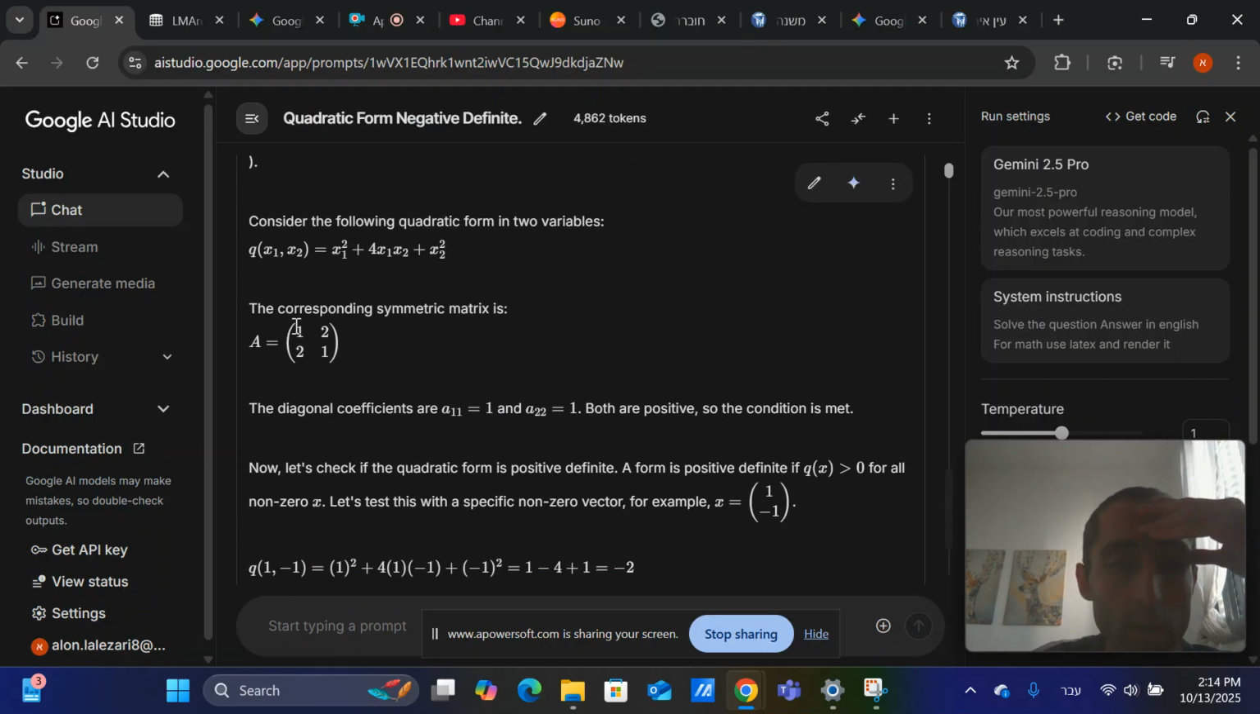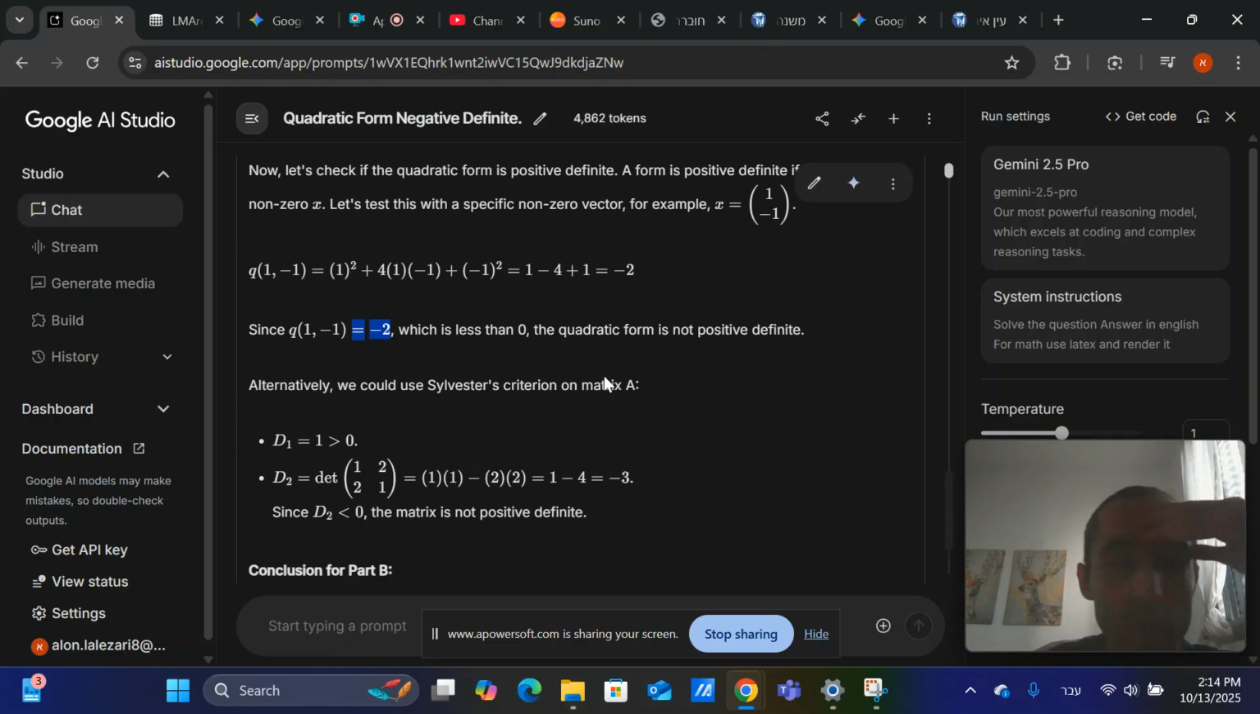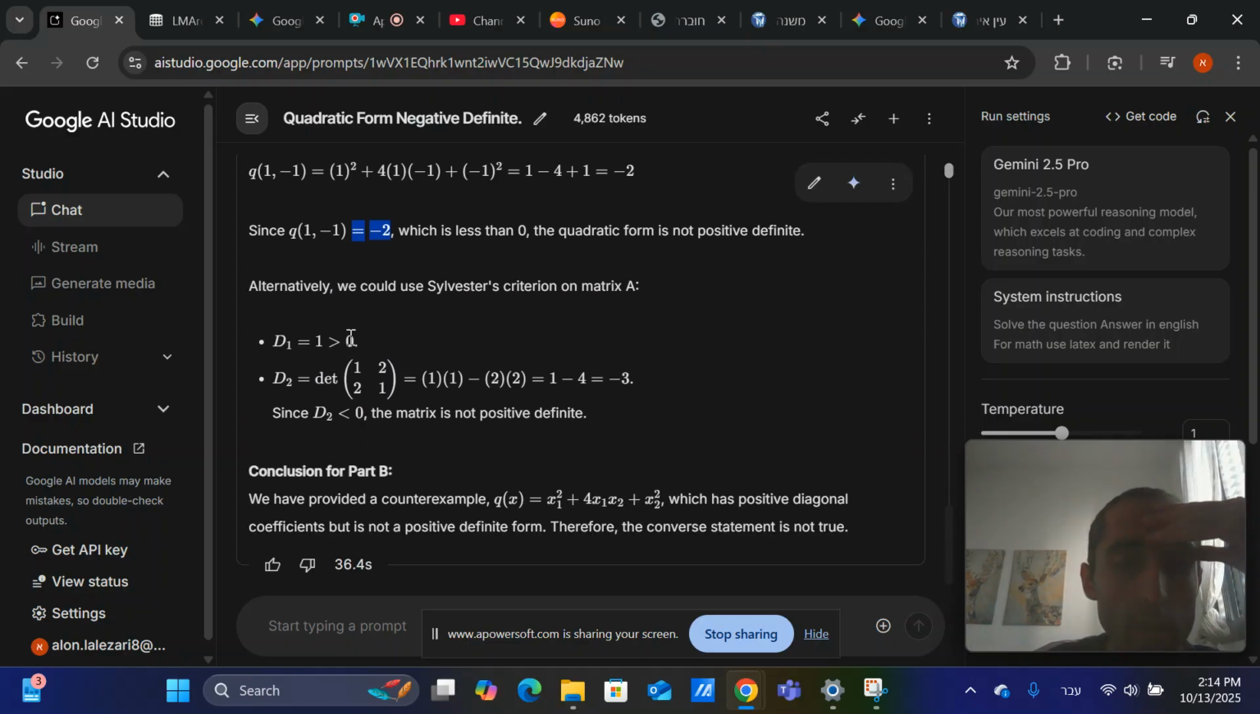You can also use the Sylvester criterion, which says that you can take the minors and check the sign of their determinants, and for a positive definite matrix, they all need to be positive. So when you do that, for the first minor you get 1, which is positive, great, but for the second minor, which is the determinant of the whole matrix in this case, you get minus 3, which is a negative number. Therefore, D2 is negative, and not all the minors are positive. It means that the matrix is not positive definite, and the quadratic form is not positive definite in this case.